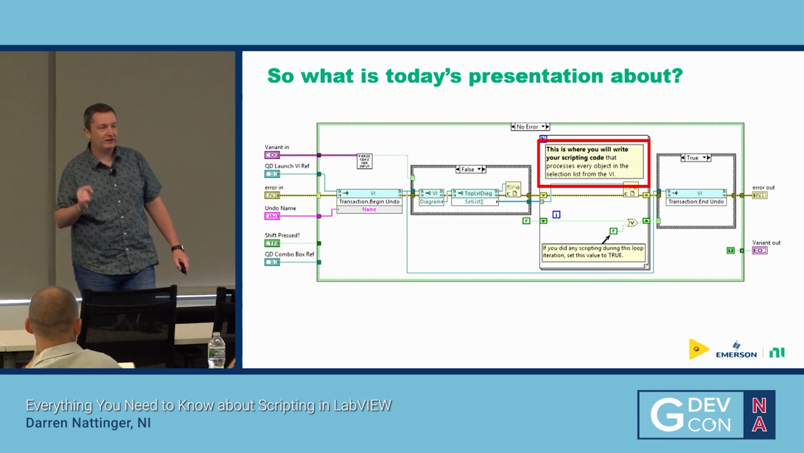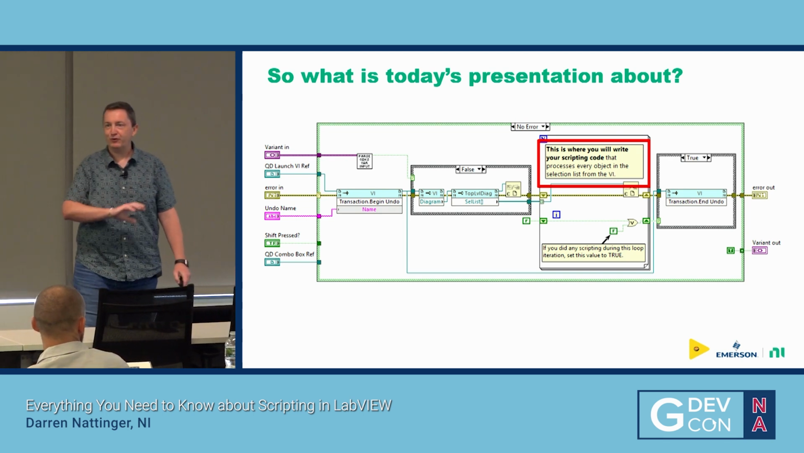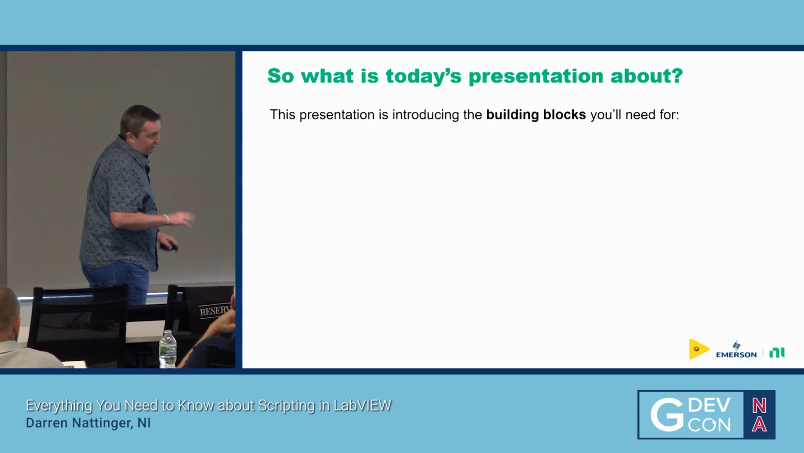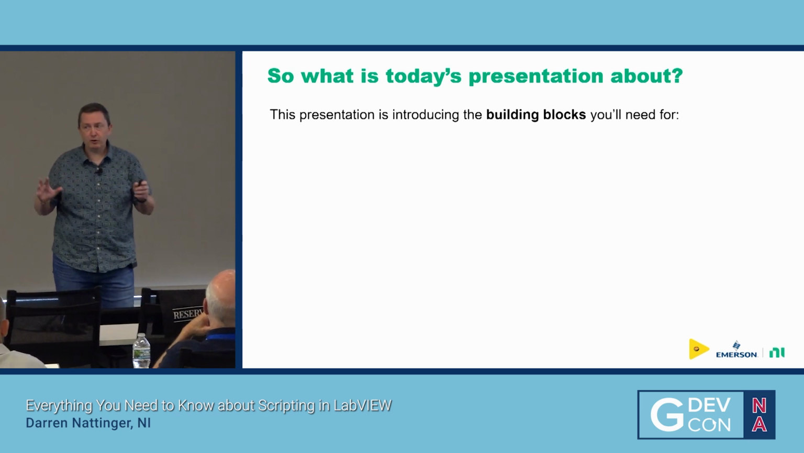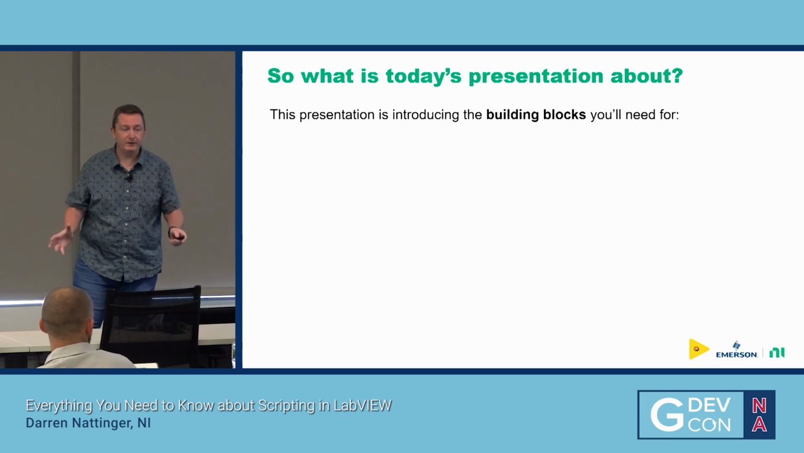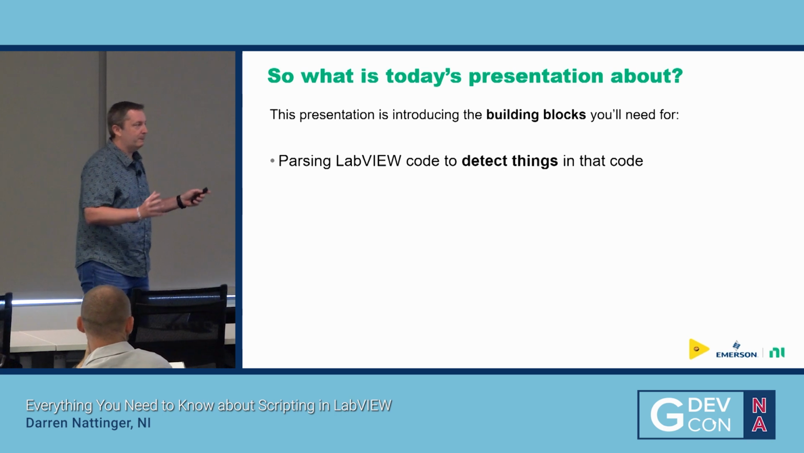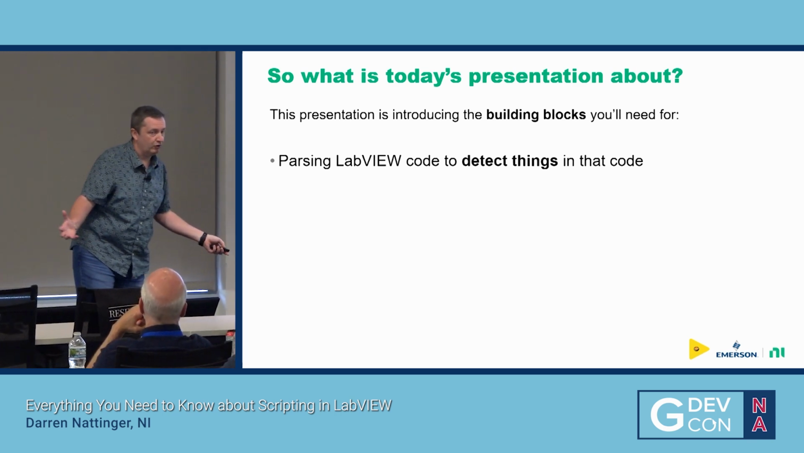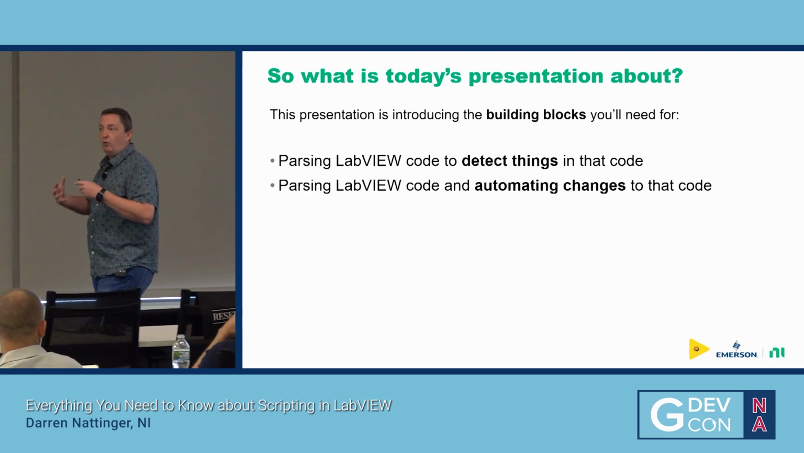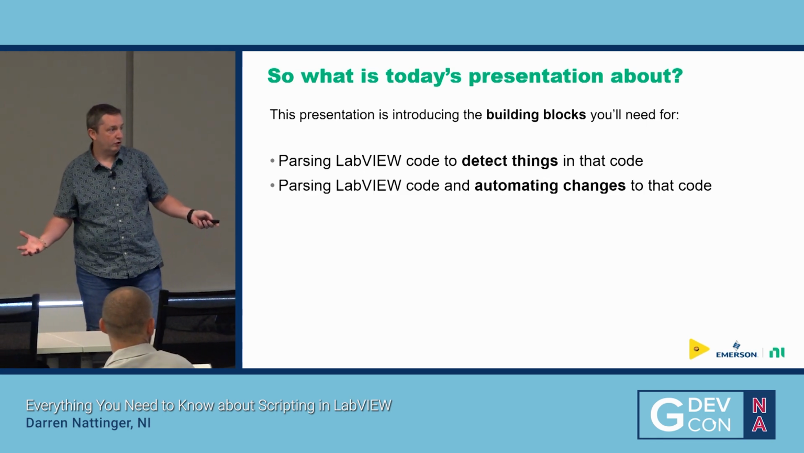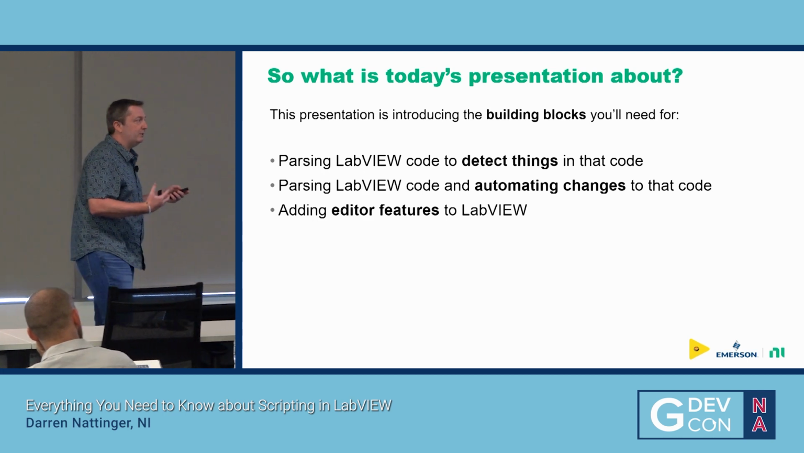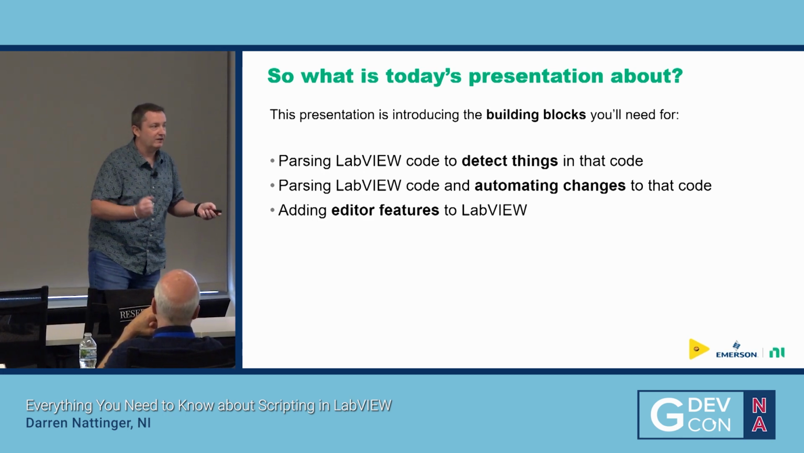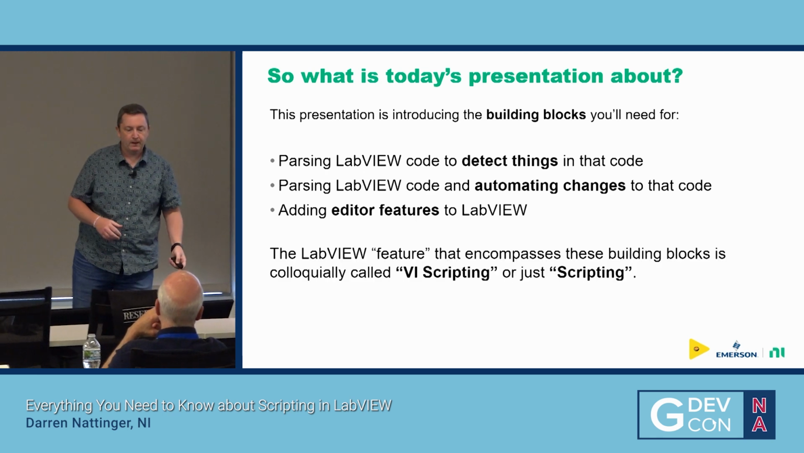What code goes into that spot in all of the templates for all the editor plugins that say, write your scripting code here. So today, I'm going to be introducing y'all to some building blocks in VI scripting. Building blocks that let you programmatically find things in your code. Building blocks that let you automate changes to your code programmatically. Building blocks that let you add features to the LabVIEW editor, like new right-click menus or new quick drop plugins.